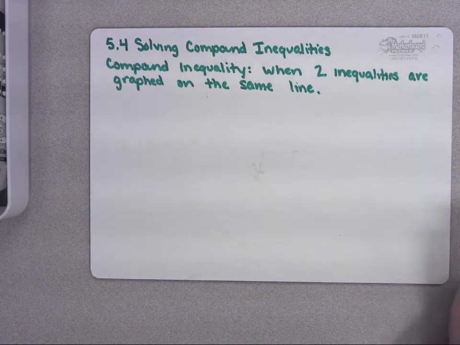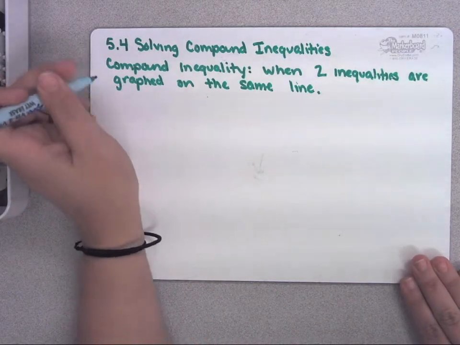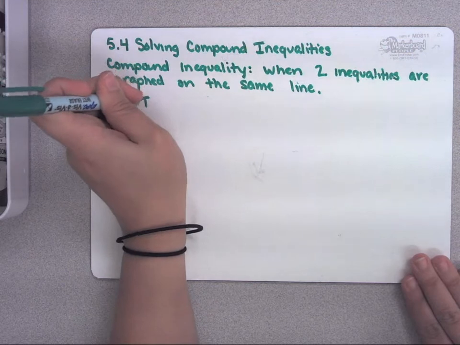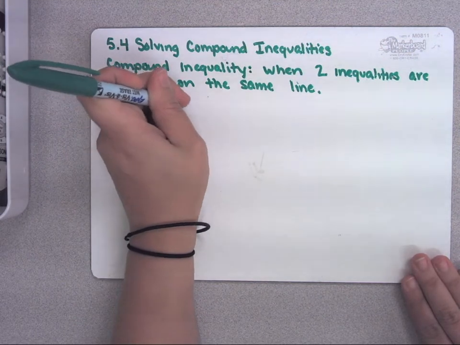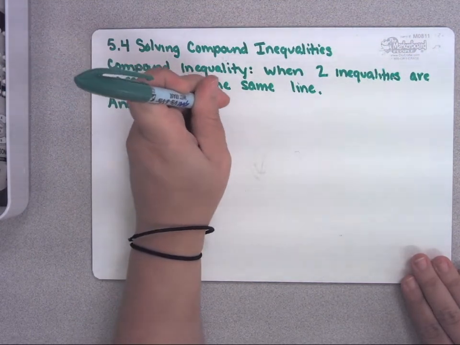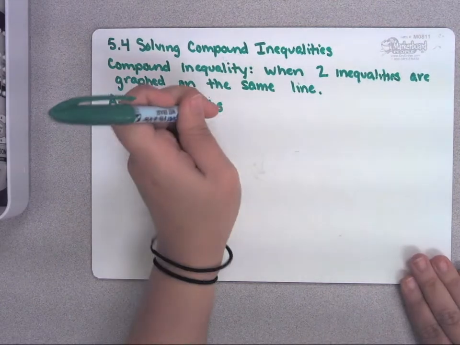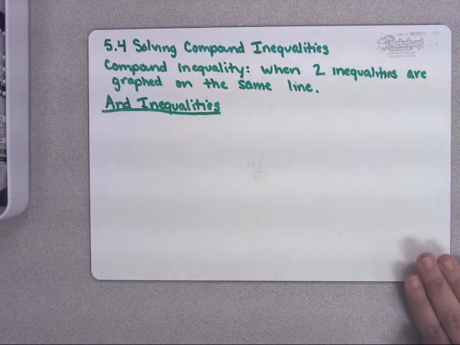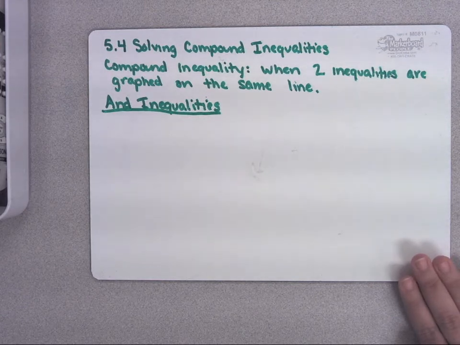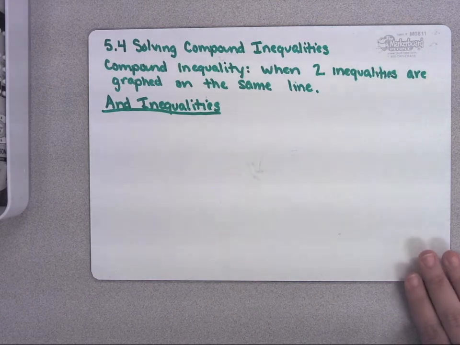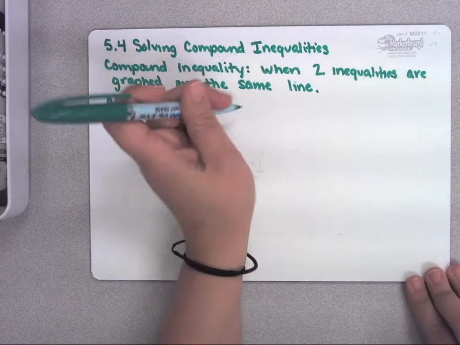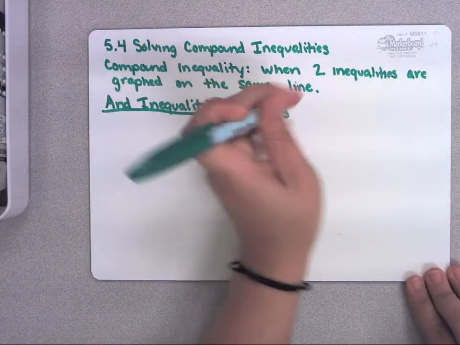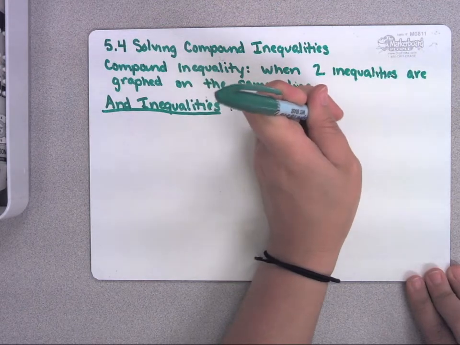There are 2 types. I'll teach you both of them. The first kind are called "and" inequalities. That's its title, "and" inequalities. And inequalities always connect.